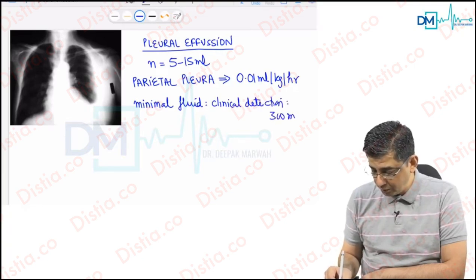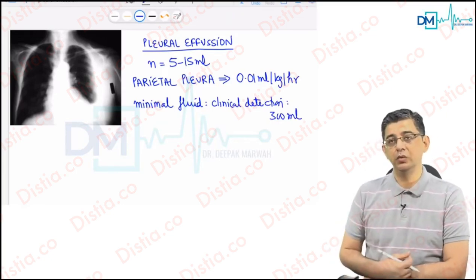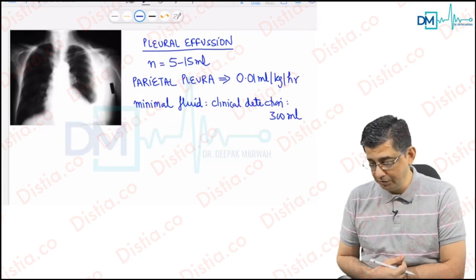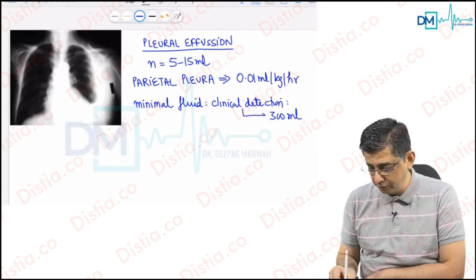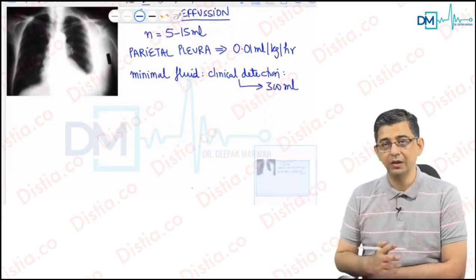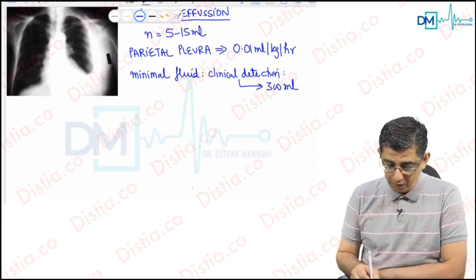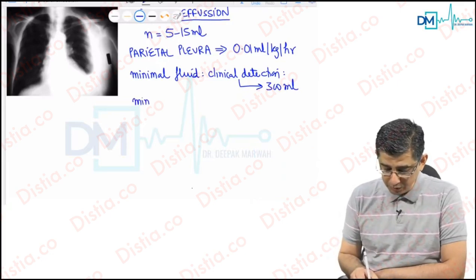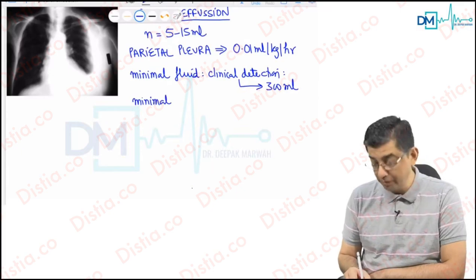Less than 300 ml, because the fluid would basically settle down in the costophrenic angles, it is a little difficult to detect, or in fact most of the time we will miss out a pleural effusion if the clinical amount is less than 300 ml. Now when it comes to minimal pleural effusion, because there are standard questions, so I'll just cater to them first.